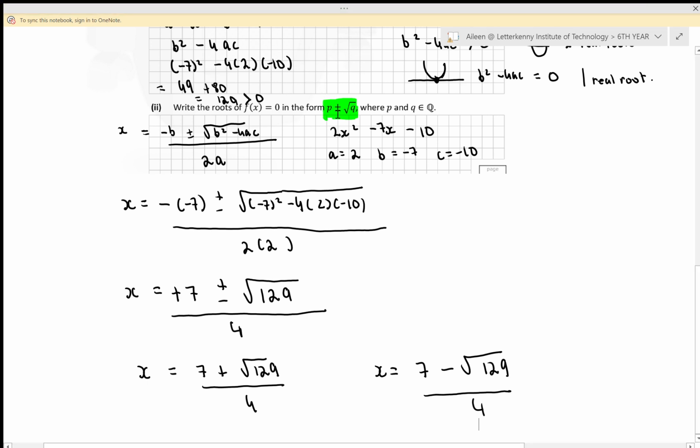We're asked to give our answer in the form of p plus or minus the square root of q, which is what we have given. Okay, and that's the roots of our equation.